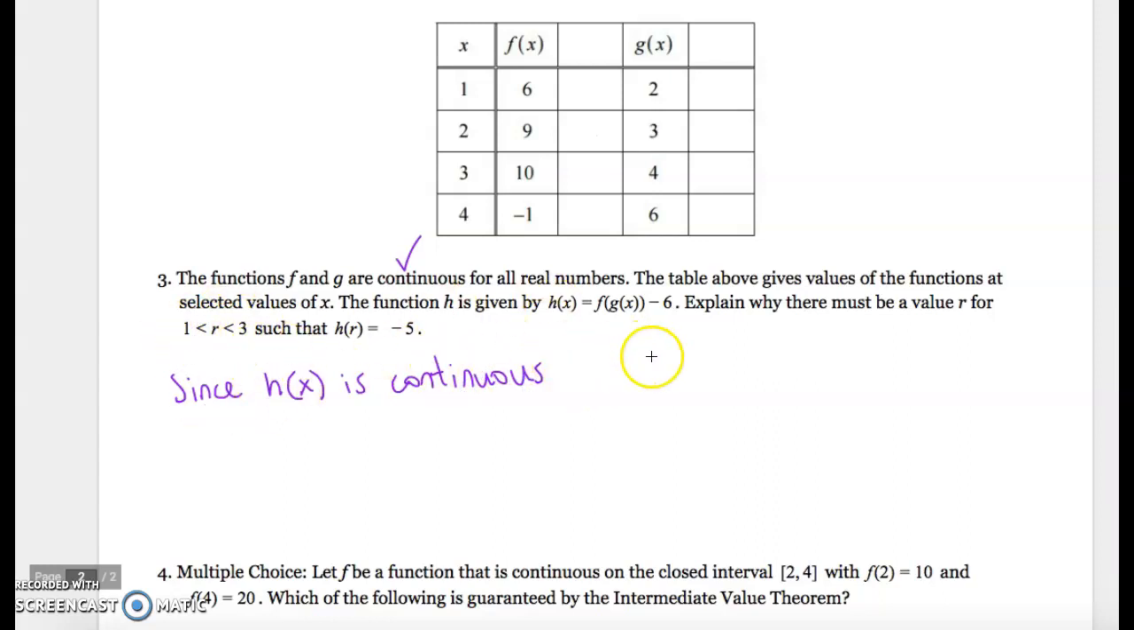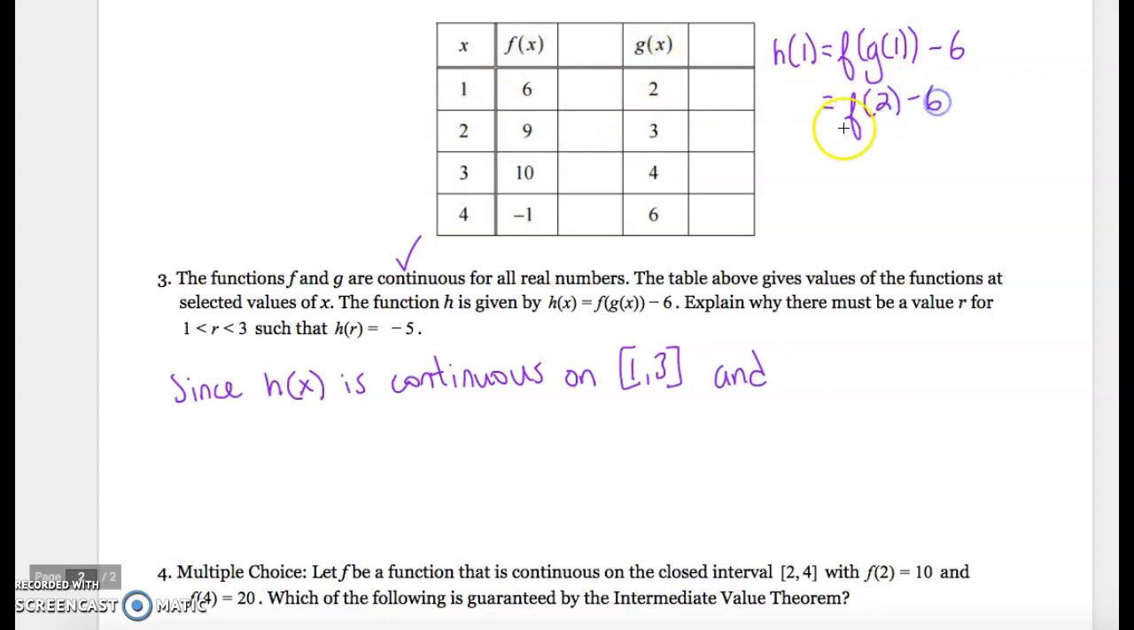So since h of x is continuous on the interval 1 to 3, the goal is now that if I plug in my endpoints into my function, I should get values that surround negative 5. So I'm going to actually do that up here. So I'm going to do h of my first endpoint, h of 1, which would be f of g of 1 minus 6. Let's see, g of 1 is 2. So really this is f of 2 minus 6.